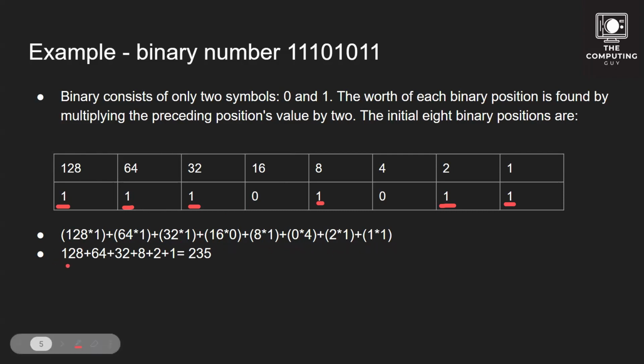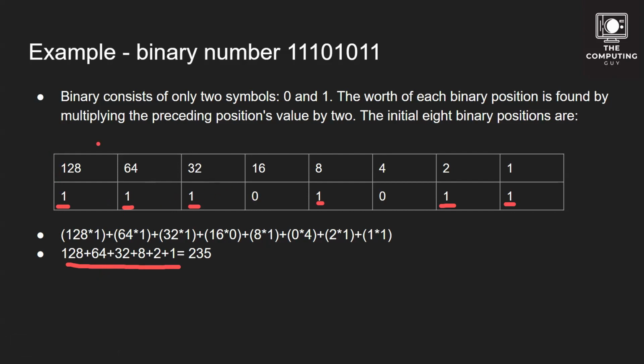So what that does is it gives us all the values we need to add to convert the number. So we've got 128 plus 64 plus 32 plus 8 plus 2 and plus 1. So 128 plus 32 will give me 160. 160 plus 64 will give me 224, plus the 2, 226, plus the 8, 234, plus the 1, 235. So there you have it. That's an example of how we convert a binary number into denary.